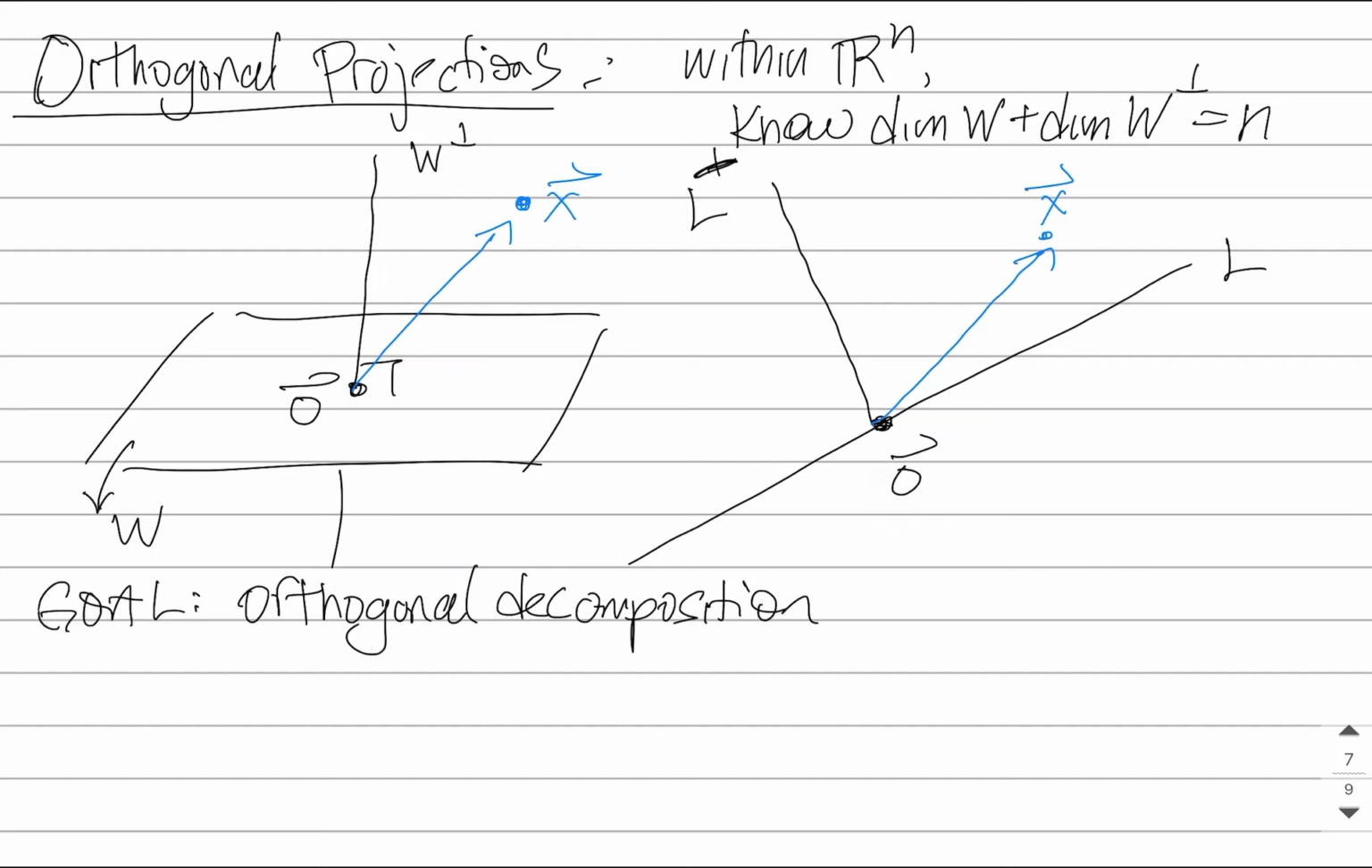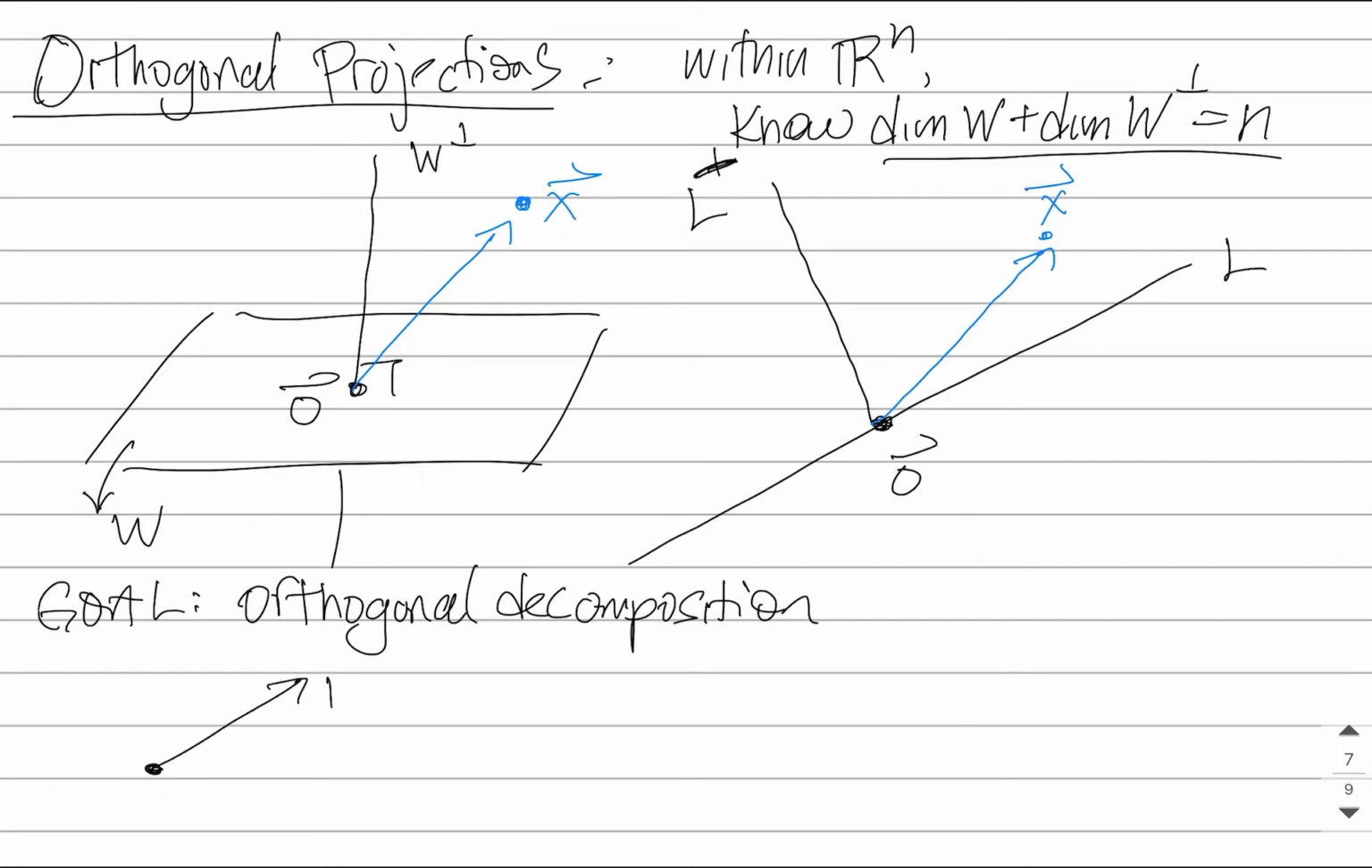We already know that within a given vector space Rn, we are able to break it up into some subspace and its orthogonal complement, and we know that the dimensions of those spaces have to add up to the dimension of the parent space. Now, what we are going to want to do as a result of that is something called an orthogonal decomposition. An orthogonal decomposition is something that physics people use all the time.